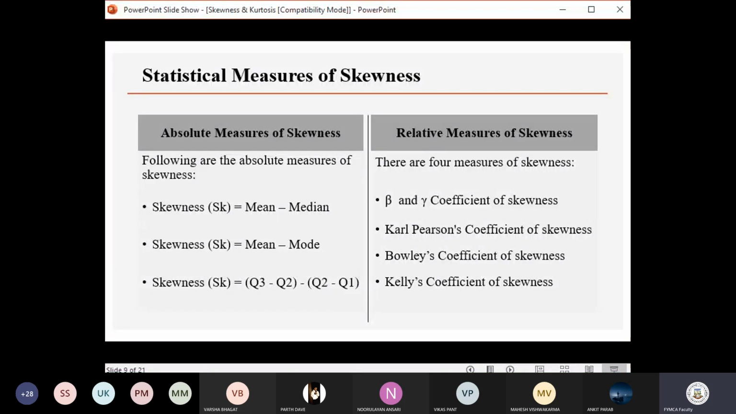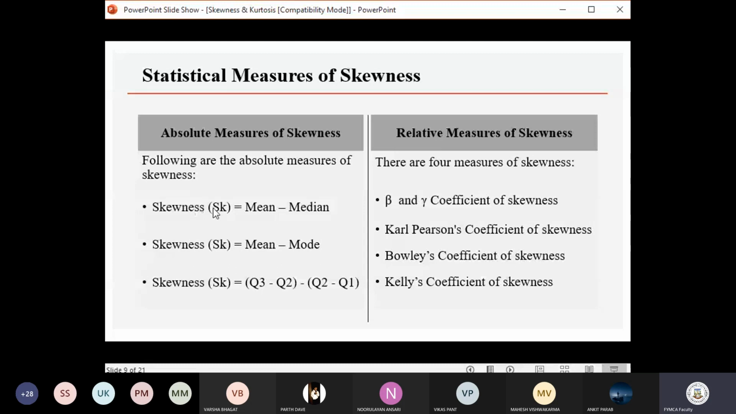On the absolute measure of skewness, you can see the formulas related to absolute skewness. There are three formulas given in the absolute measure of skewness. The first one is mean minus median. When the mean and median are given to you, you can use this formula. And when you are not in a position to use the median, then you can use the mean and mode.